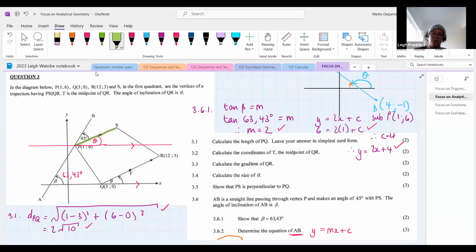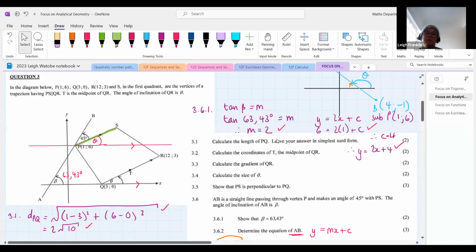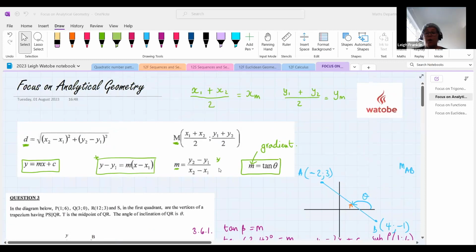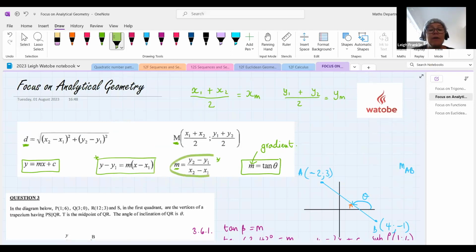Do I know the gradient of this line? Do I know the gradient of PS? Let's just think about what we've got. Yes, we know that it's 1/3. So this is an equation, isn't it? This formula over here is an equation, and it would be a linear equation because nothing's been squared in it. So I could use gradient.